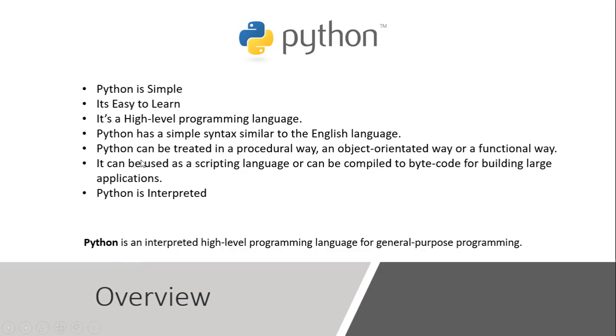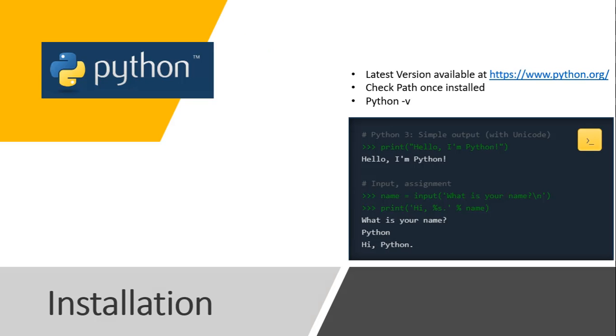Then it can be used as a scripting language or can be compiled to bytecode for building large applications. This means that we can use it as a scripting language, or also it can be compiled to bytecode, that is, before running it is compiled into bytecode, whereas in scripting it is run directly. The next point says that Python is interpreted. This is similar to what I already explained about scripting language. So when we say Python is interpreted, that means the Python program will be processed by the interpreter at runtime instead of compiling it before runtime. So instead of going theoretical, I will start with Python installation so that you will get an exact idea of how you can start learning Python.